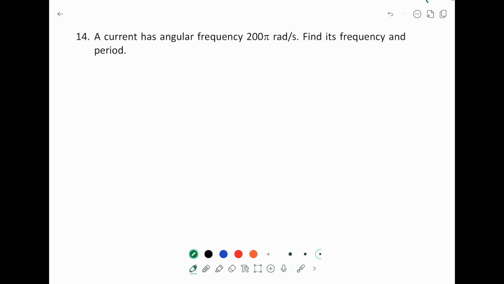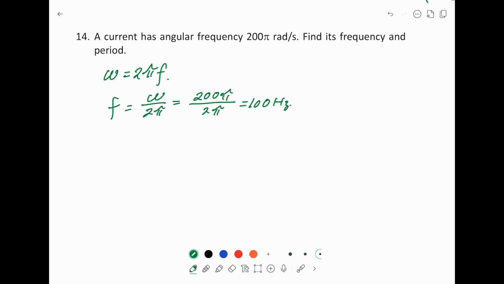For the second case, angular frequency omega is equal to 2 pi times frequency. So f is equal to omega over 2 pi, and this is 200 pi over 2 pi, so it is equal to 100 hertz. And the period is equal to 1 over the frequency, so 1 over 100 second, which equals 0.01 second.